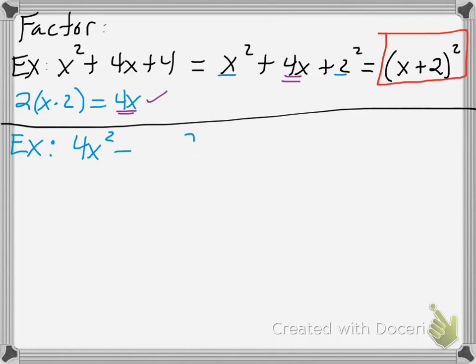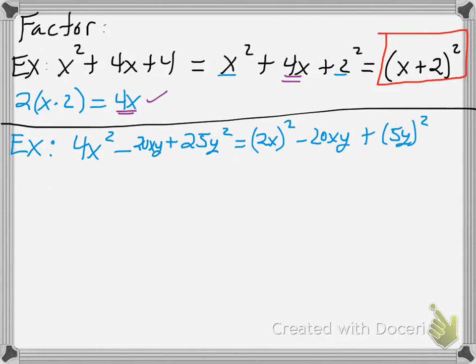All right, let's try another one. Oh, I'm sorry, I did it out of order here. 4x squared minus 20xy plus 25y squared. 3 terms. 4x squared is a perfect square. 25y squared is a perfect square. Okay, so I'm just going to rewrite it just so we can see the bases. Okay, so our bases are 2x and 5y.